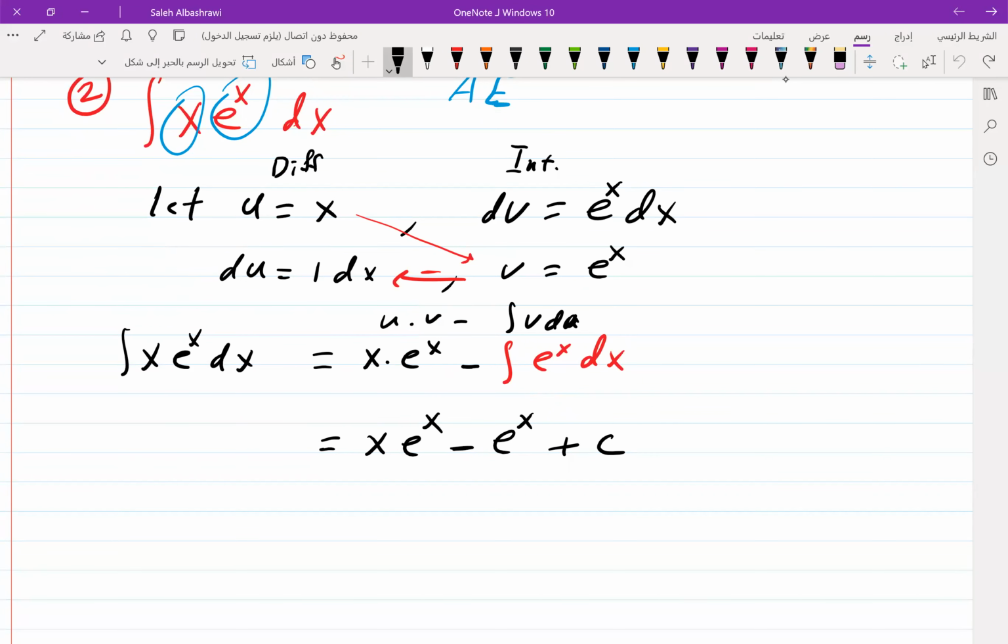So this is the idea of integration by parts. Just divide the integrand into two functions, u and dv, differentiate the first one, integrate the second one, and apply the rule of integration by parts, uv minus the integration of v du. And the problem will be easier to integrate.